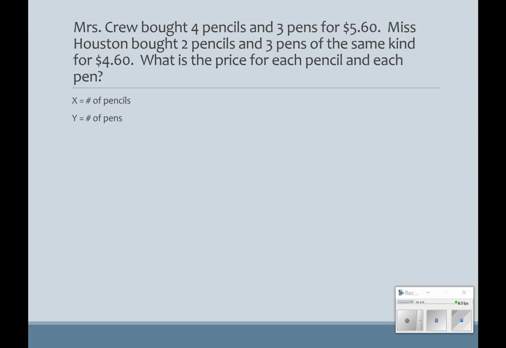Okay, so here, Mrs. Crew has bought pencils, and so did Mrs. Houston. Mrs. Crew bought 4 pencils and 3 pens. Mrs. Houston bought 2 pencils and 3 pens. So it can't both be P, so I did x's and y's. So for Mrs. Crew, her equation is 4x plus 3y, and it cost her $5.60. So this is actually not the number of pencils, it's the cost of pencils and the cost of pens.